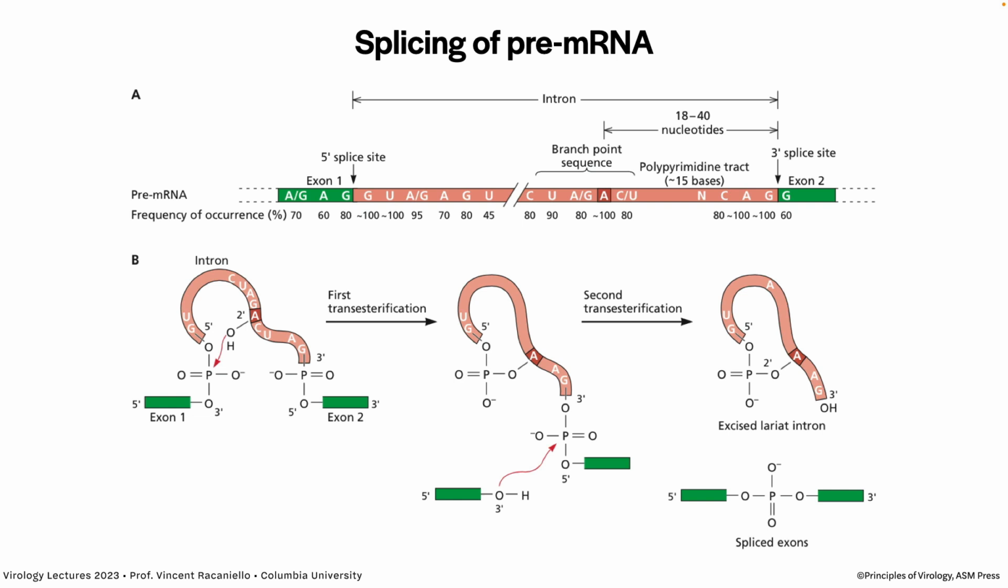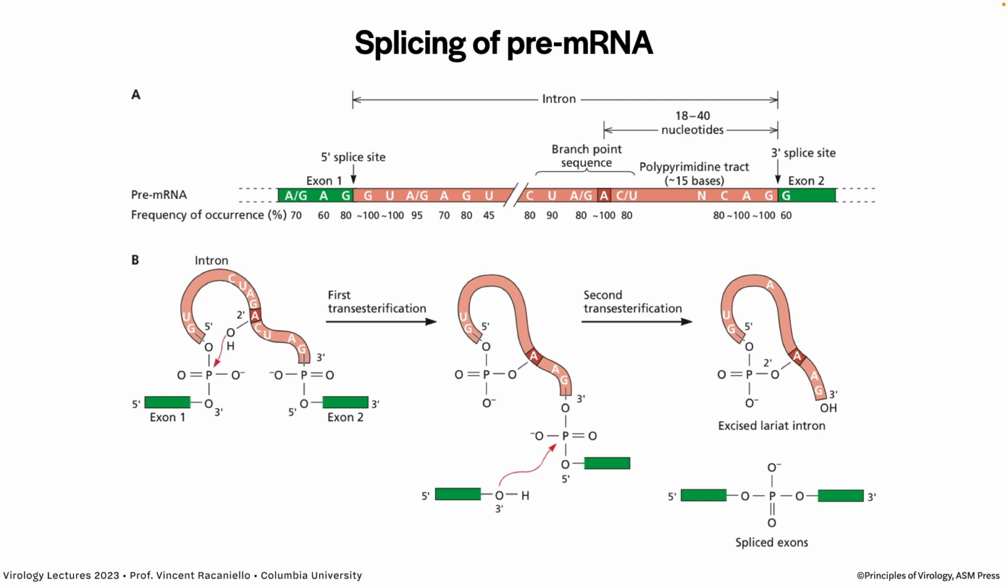So what happens is, in the nucleus, that A carries out a nucleophilic attack on the phosphate here, and it cuts the bond and makes this lariat, it's called, right? It looks like one of those ropes that you would toss with a loop at one end and a long handle. So now there's a 3' hydroxyl right next to exon 1, and that attacks the second phosphodiester bond, and it joins the exons together. So now we have removed the intron in the form of this lariat. And you can actually find these in cells. And now we have our exons joined together.